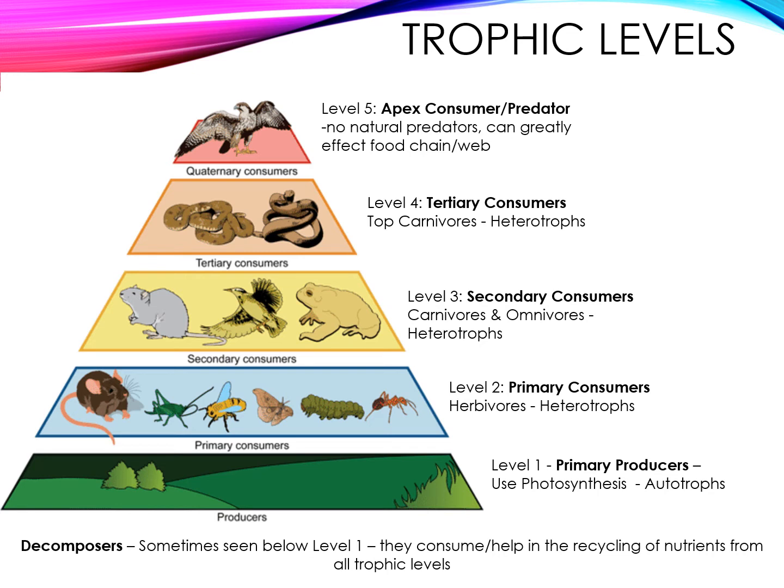Then we've got something called decomposers, which we learned about. They don't really fit in this pyramid. Sometimes it's seen below level 1, but basically decomposers consume or help in the recycling of nutrients from all the trophic levels. So they don't really fit in a linear sense because all of it kind of feeds into that.